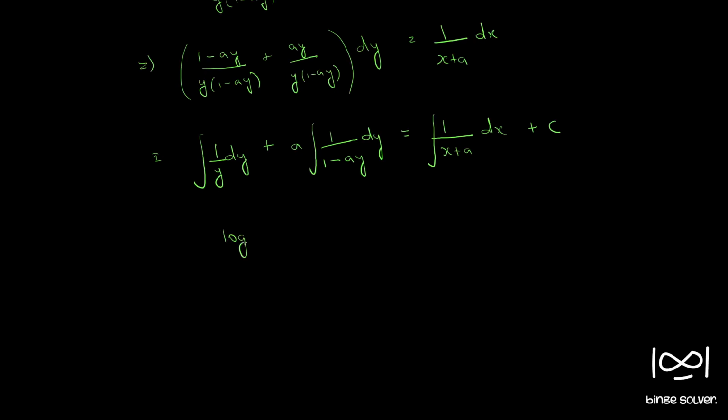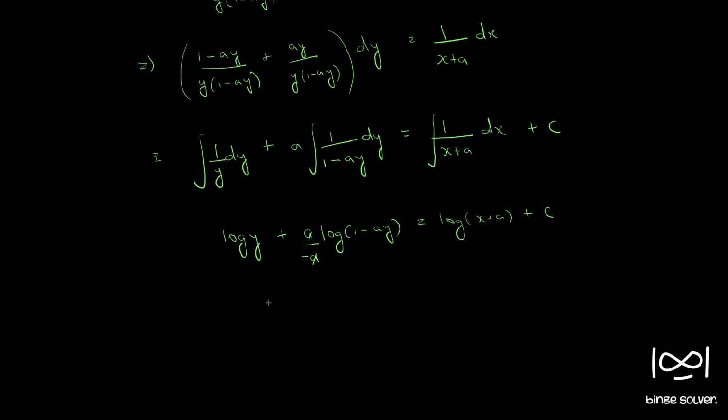So this becomes log y plus a into log of 1 minus ay divided by minus a is equal to log of x plus a plus c. So here a and a get cancelled.